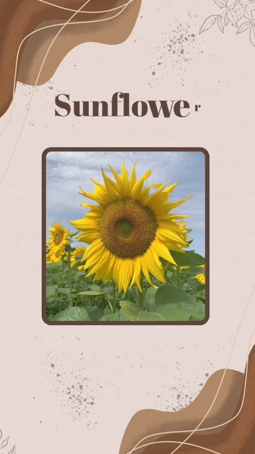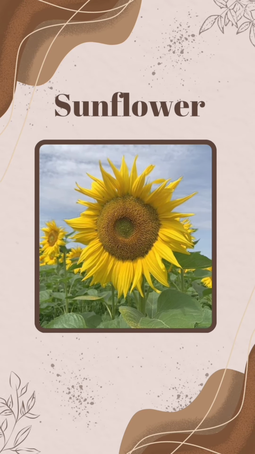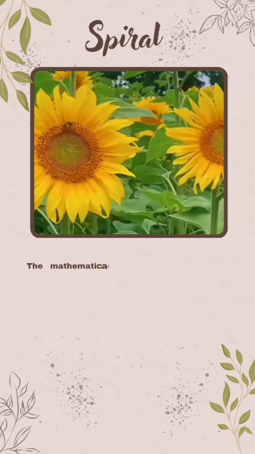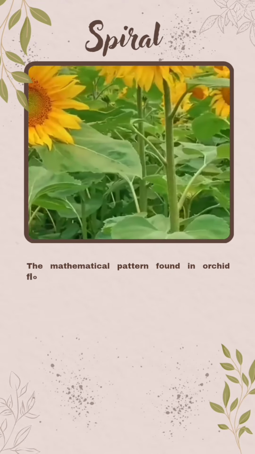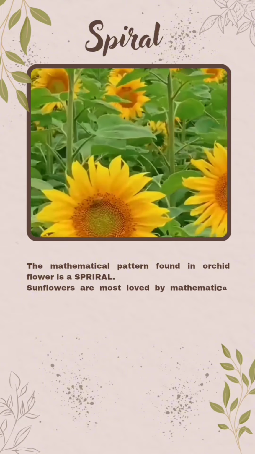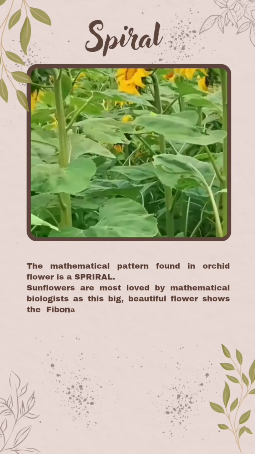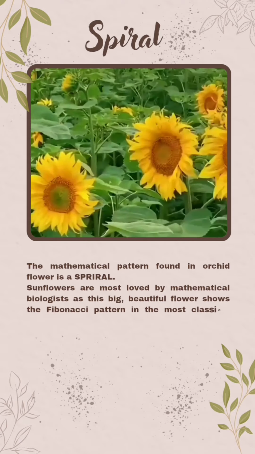First is a sunflower, a classic example of Fibonacci flowers. The mathematical pattern found in sunflowers is a spiral. Sunflowers are most loved by mathematical biologists as this beautiful flower shows the Fibonacci pattern in the most classical way.